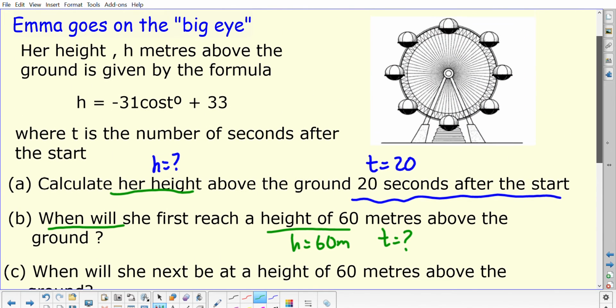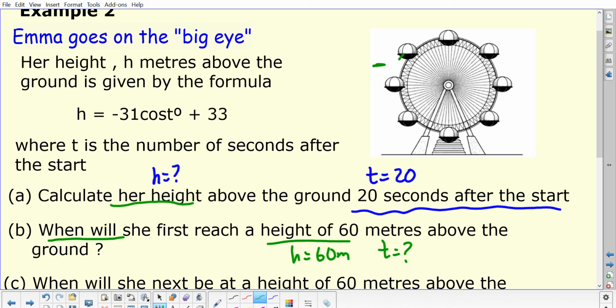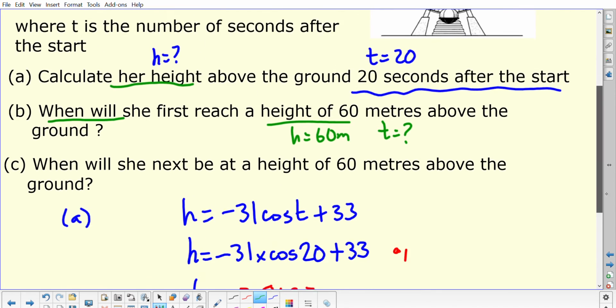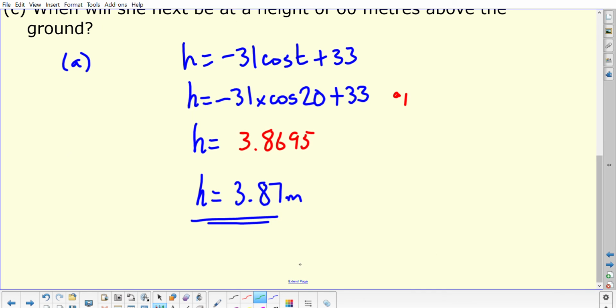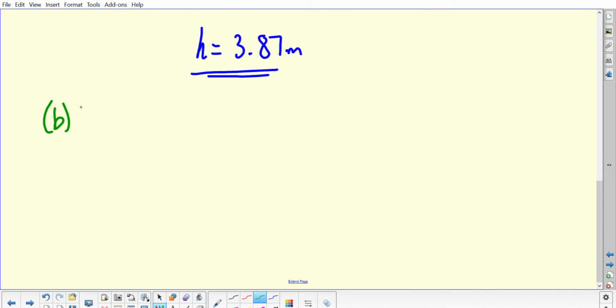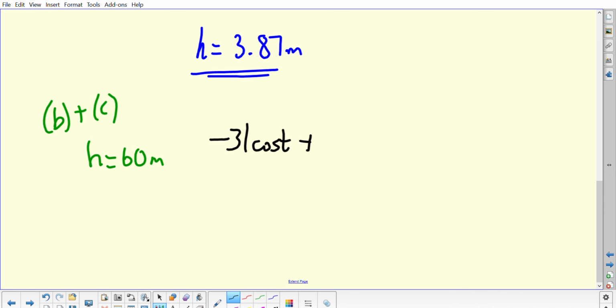If you think about it, as the wheel is going round, imagine this was like 60 metres here. So on the way up, she reaches a height of 60 metres, and then on the way back down, she'd reach a height of 60 metres as well. So that's why it's asking about the two times. So we know the height has to be 60 metres. So using our formula, minus 31 cos t plus the 33, we know that that is equal to 60. So now you want to be solving this.